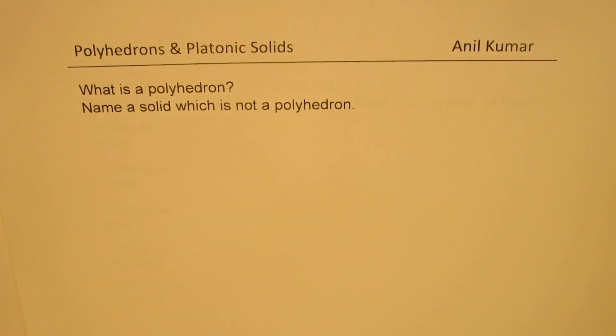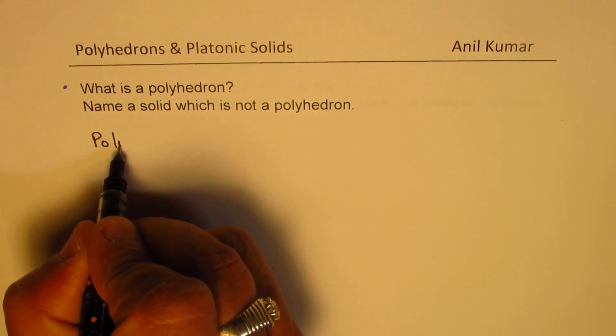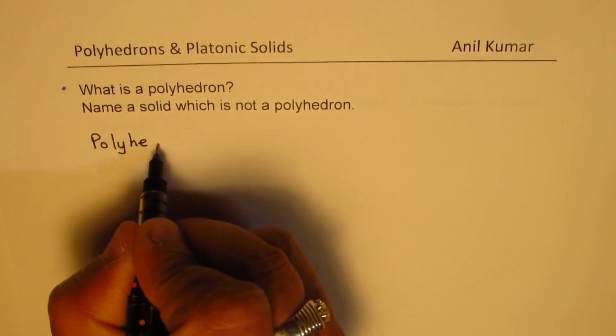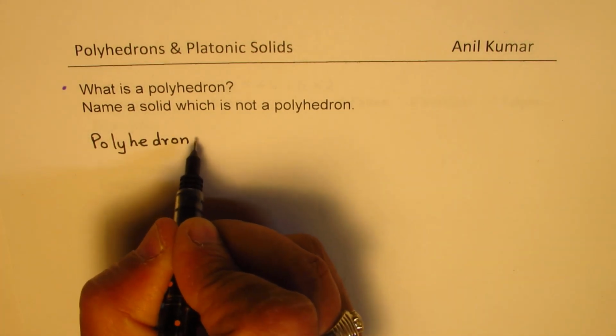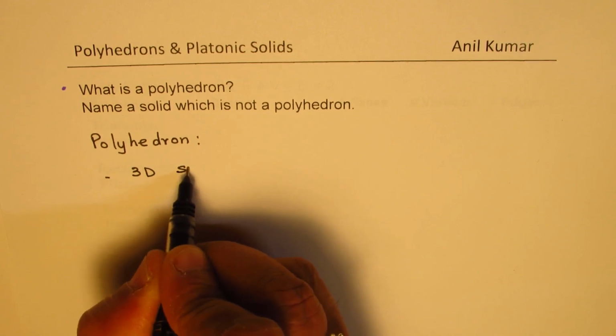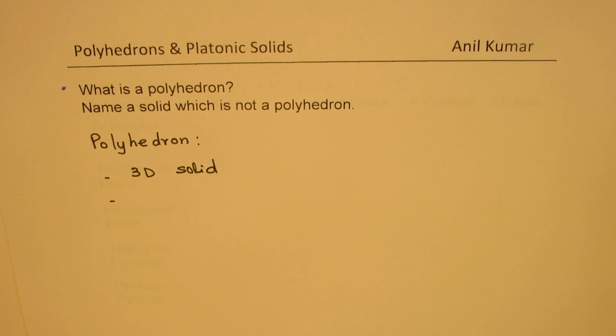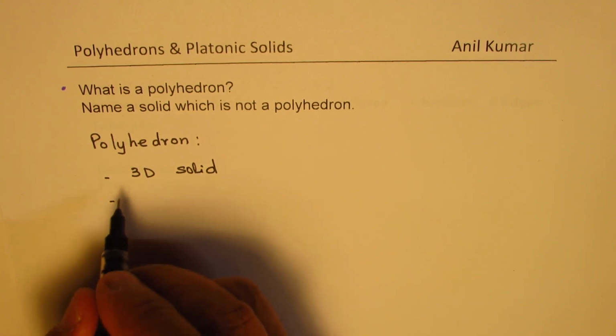So let's begin with the very first question, the most important, that is to understand what, after all, is a polyhedron, right? So let's answer this. A polyhedron basically is a 3D shape. So it has a few properties. First, it is a 3D solid, right? Second important property which it has is that all the faces are polygons.